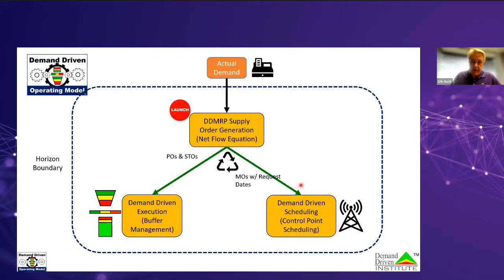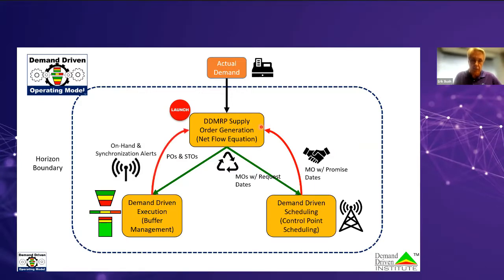The feedback coming back from scheduling will then also help us see those alerts in more detail, because manufacturing orders will have promise dates attached to them. Those may not align perfectly to the request dates of the client's orders, and there may be the ability to expedite, adjust, make changes in our scheduling algorithm to help improve our overall fit of those orders.